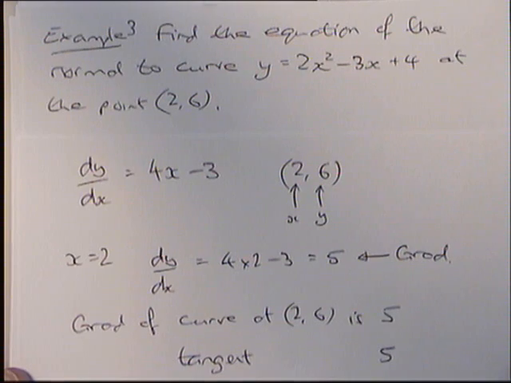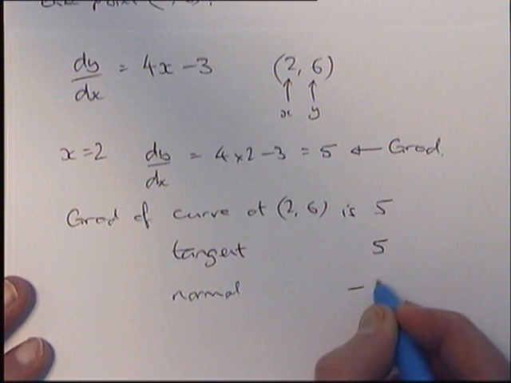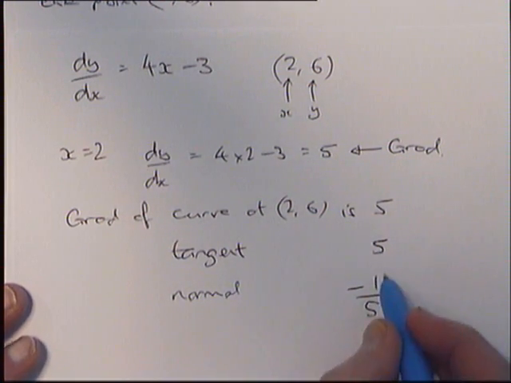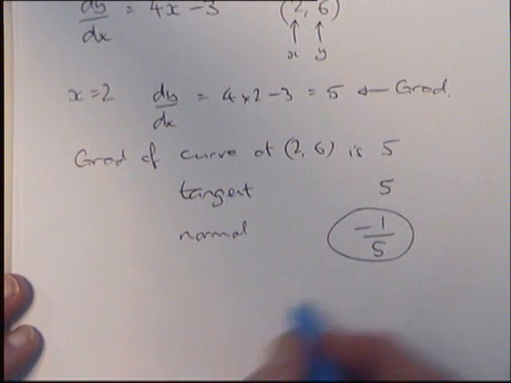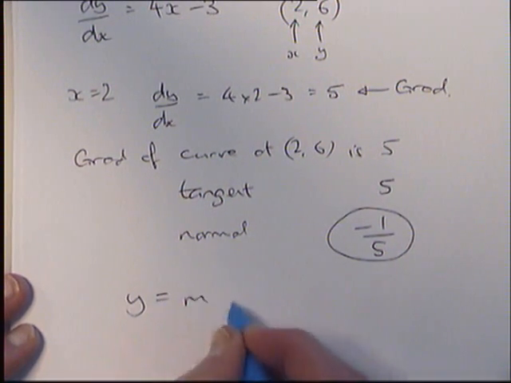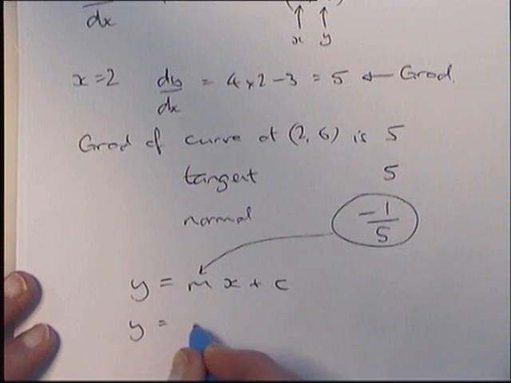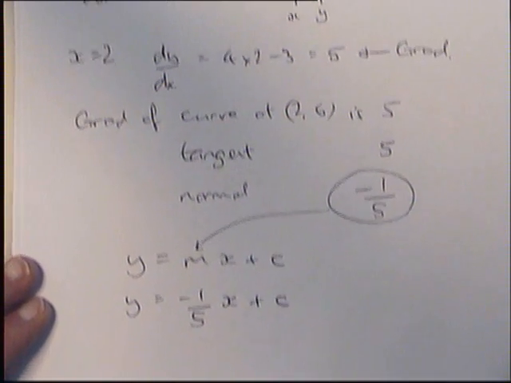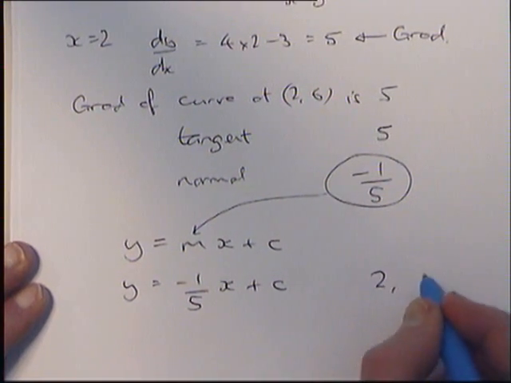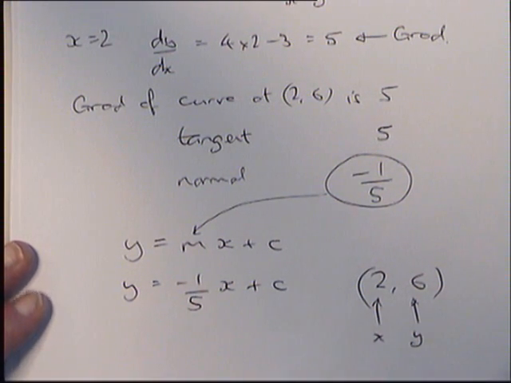Now the question is asking me about the normal, so the gradient of the normal will be minus 1 over 5, or minus 1/5. And now I've got to find the equation of the normal. Well, the equation of a straight line is y equals mx plus c, and m is the gradient. So I can replace that m with the minus 1/5 to get that. And I know in this question I'm interested in the point (2, 6). We've said that already. The 2 is an x number, the 6 is a y number.